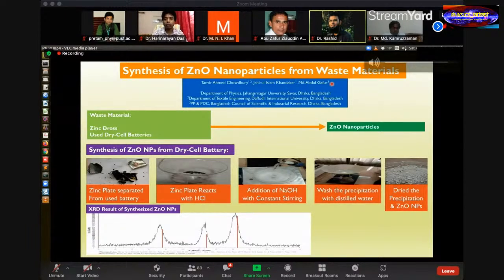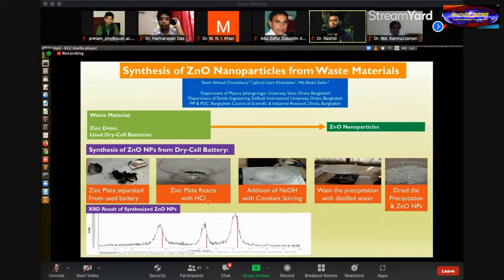In this research work, we tried to synthesize zinc oxide nanoparticles from waste material. To conduct this research work, we took two waste materials, zinc dross and dry cell battery. Here is the synthesis of zinc oxide nanoparticles from dry cell battery. At first, the zinc plate was separated from the dry cell battery and washed thoroughly to remove the surface contamination. After that, the zinc plate was treated with concentrated hydrochloric acid.